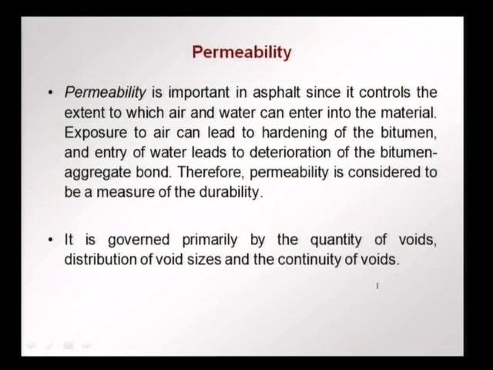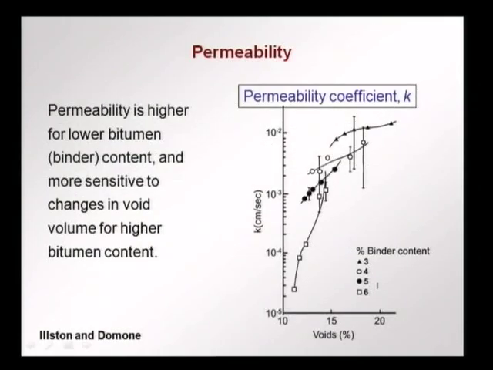So, permeability is controlled by the volume of voids, the void sizes, that is the distribution of the void sizes, and whether the voids are continuous or isolated. More voids, larger voids and continuous voids are bad in terms of permeability. The permeability increases, more water will enter into the bitumen structure. This is a graph from Ilston and Damon showing variations of the permeability coefficient K with void content and binder content.